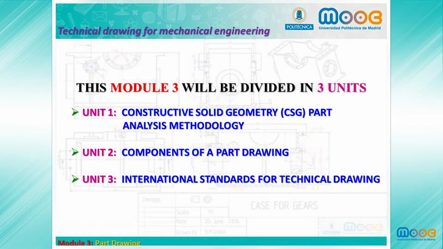In Unit 1, we talk about constructive solid geometry, which is a methodology for part analysis. In Unit 2, we will study components of a part drawing. And in Unit 3, we will take a view of the international standard for technical drawing.